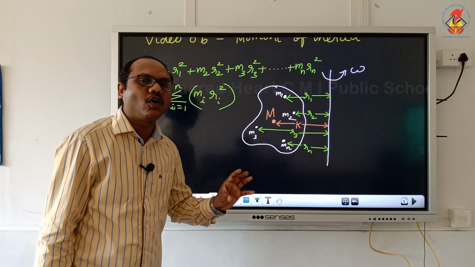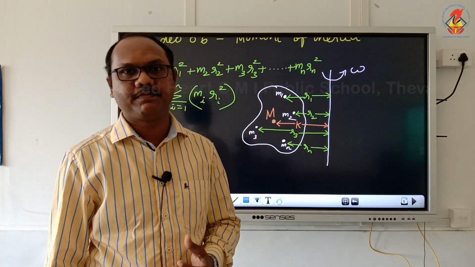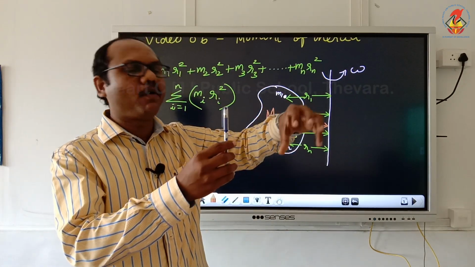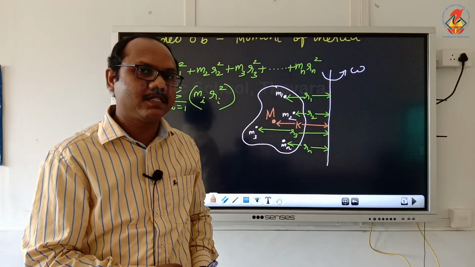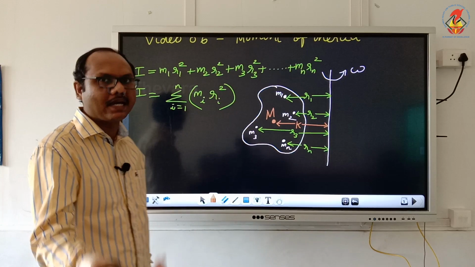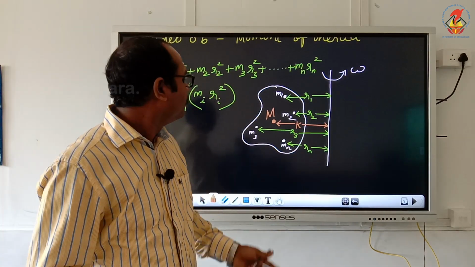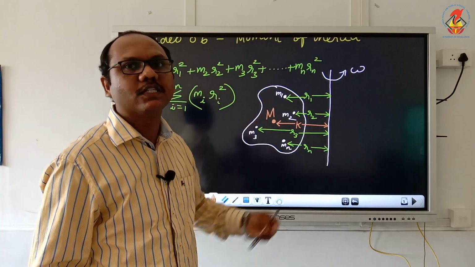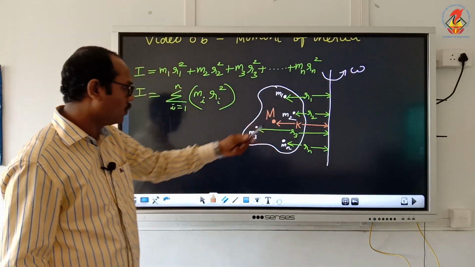This k is called the radius of gyration. Gyrate means the body is rotating about an axis. That is called gyrate. Radius of gyration. Some people will say gyration. Both of them are okay. So, M k.